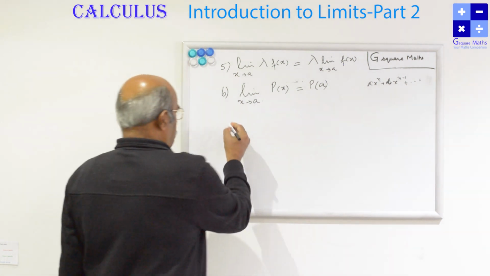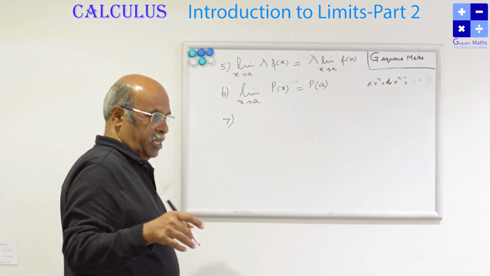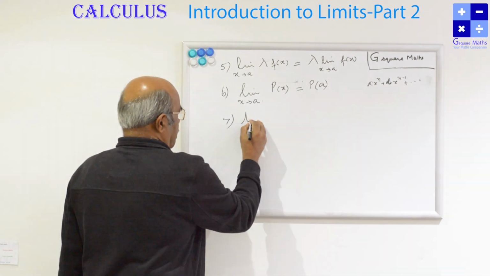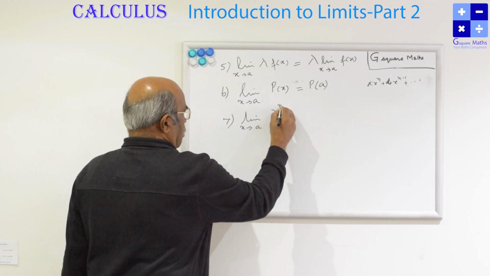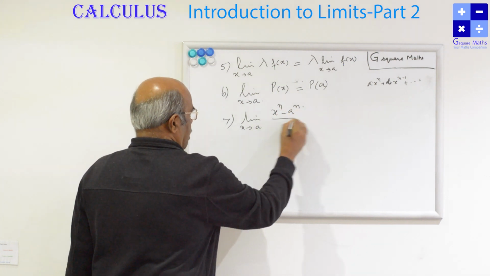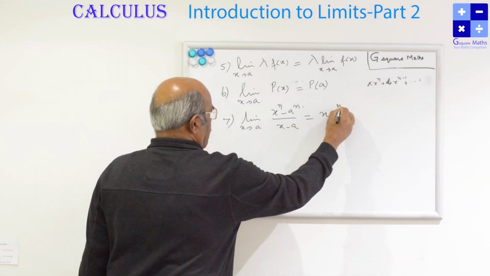Another very important rule, which you already studied also, is the binomial theorem you studied this year itself. Limit x tends to a of (x power n minus a power n) by (x minus a) is equal to n into a power n minus 1.